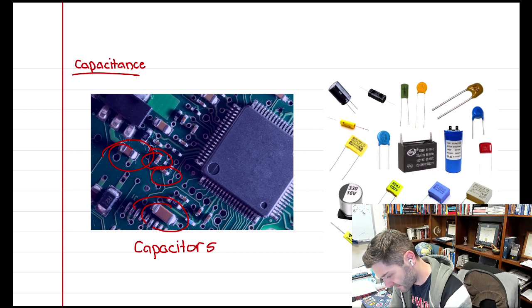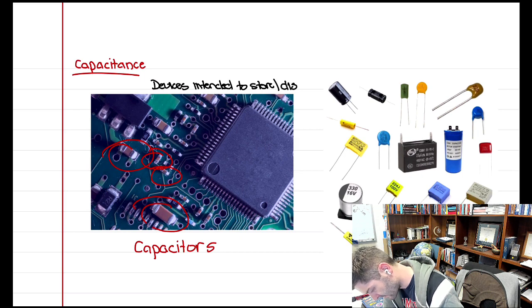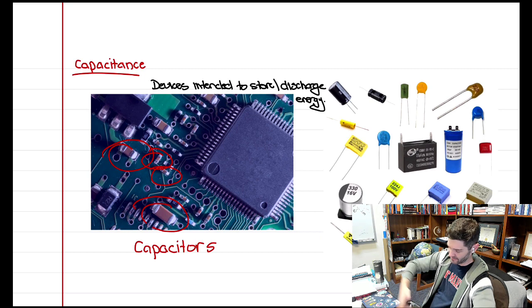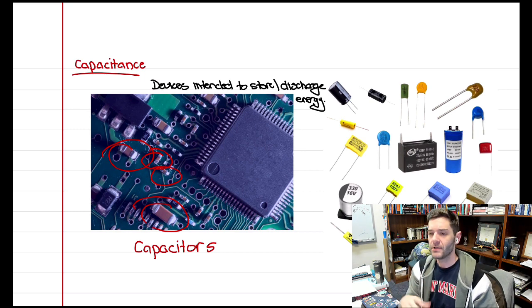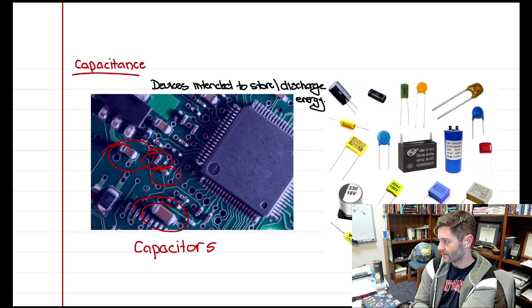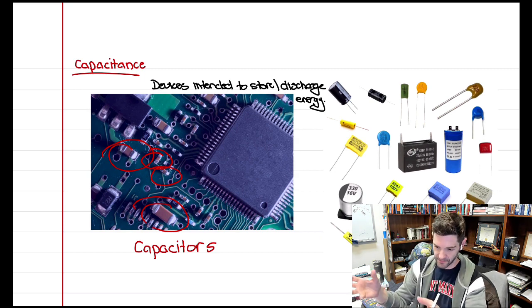These are devices which are intended to store and discharge energy, and charge as well, but the charge is kind of the energy carriers. So you might think, oh, so they're batteries. Well, not quite. A battery, which we'll start talking about next time, its intention is to establish a potential difference and drive current.